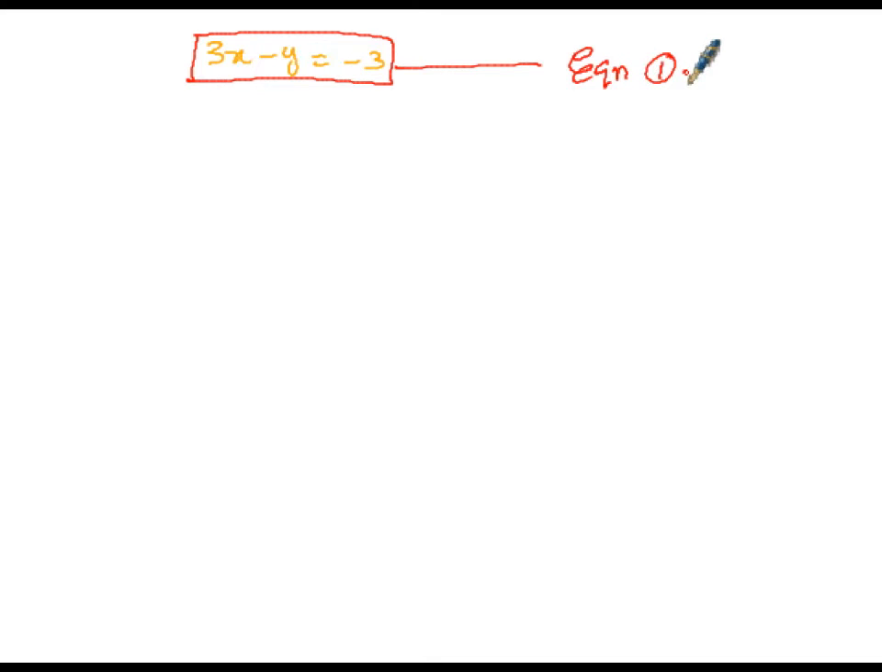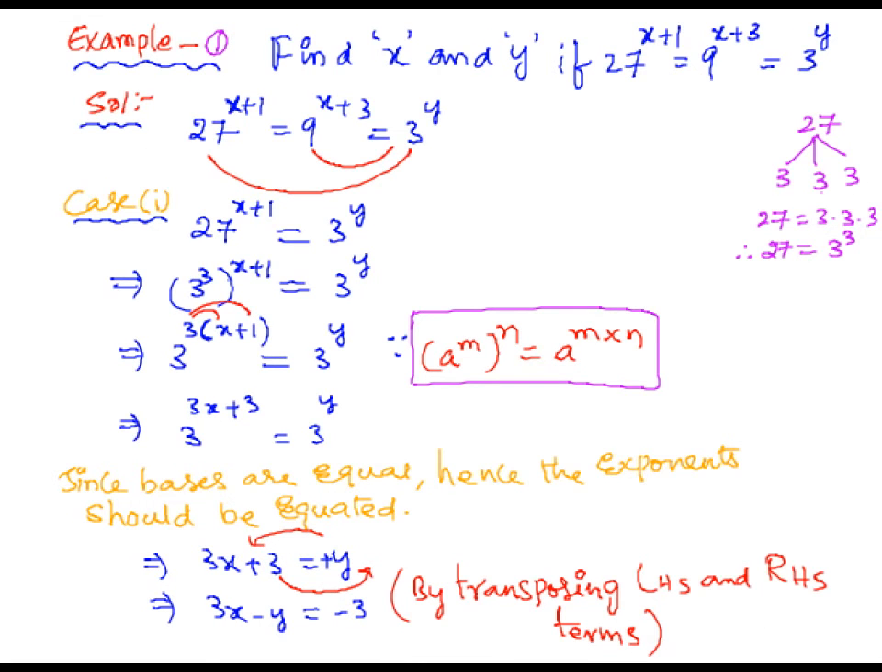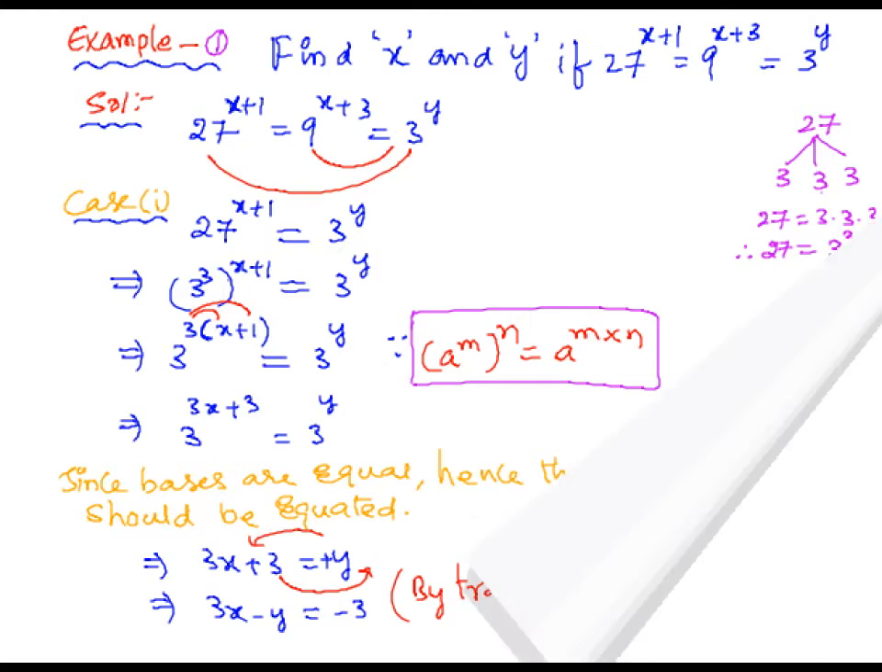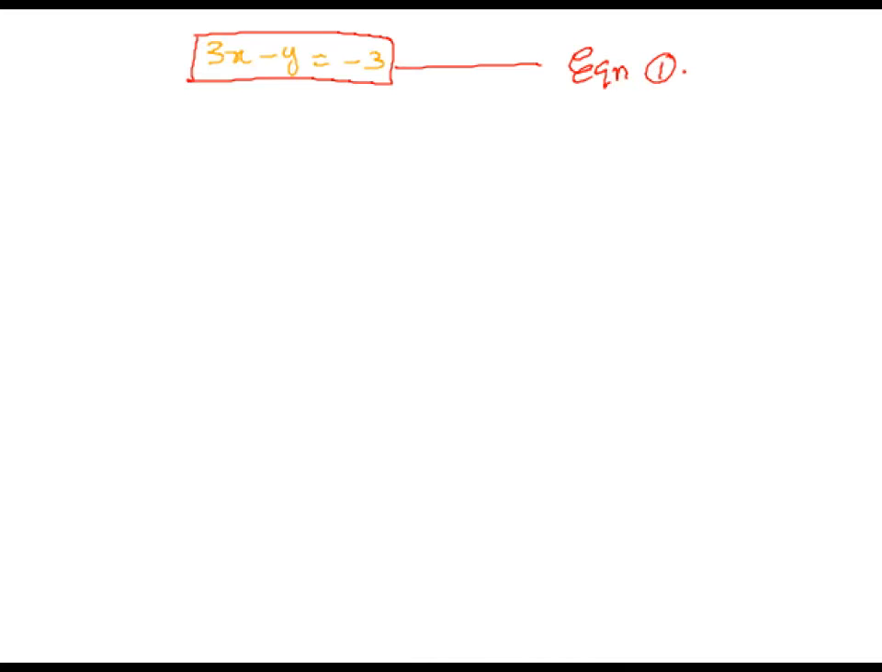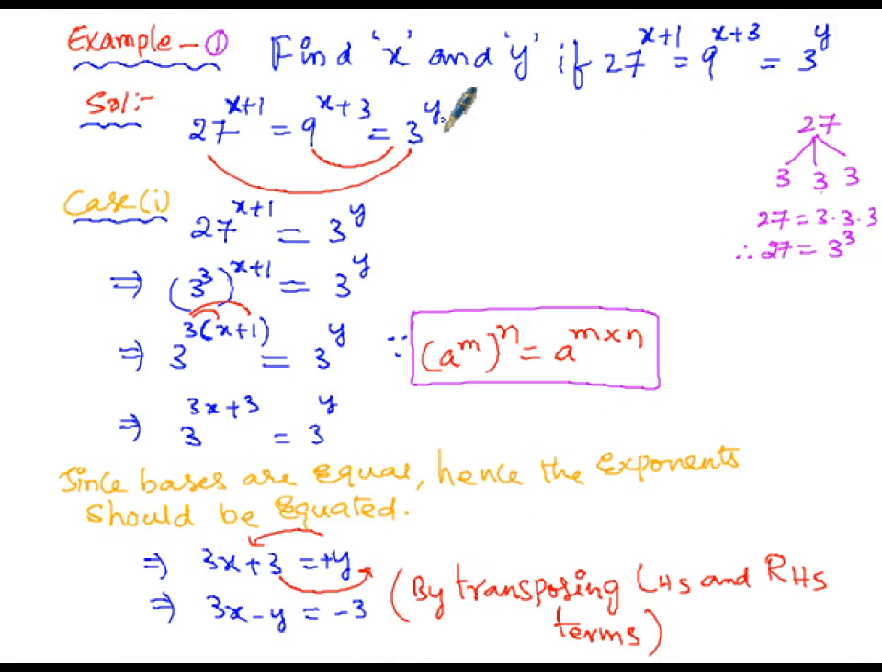Now, here we said in the beginning, I have equated in case number 1 the first and the last, then second and the last. I have to equate 9 to the power of x plus 3 equals 3 to the power of y. So that is case number 2: 9 to the power of x plus 3 is equal to 3 to the power of y.